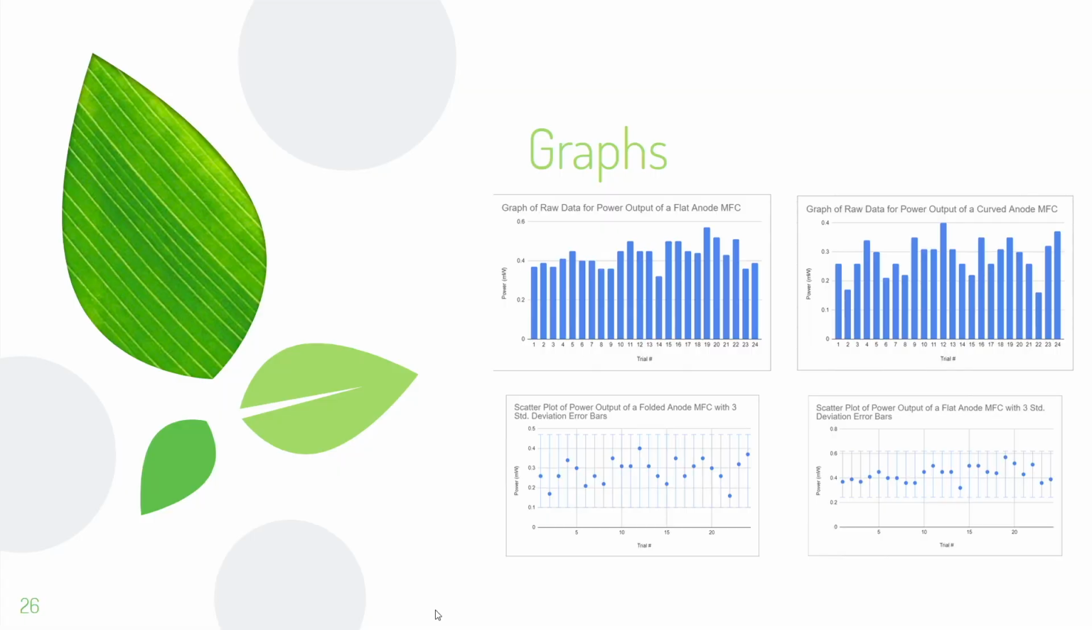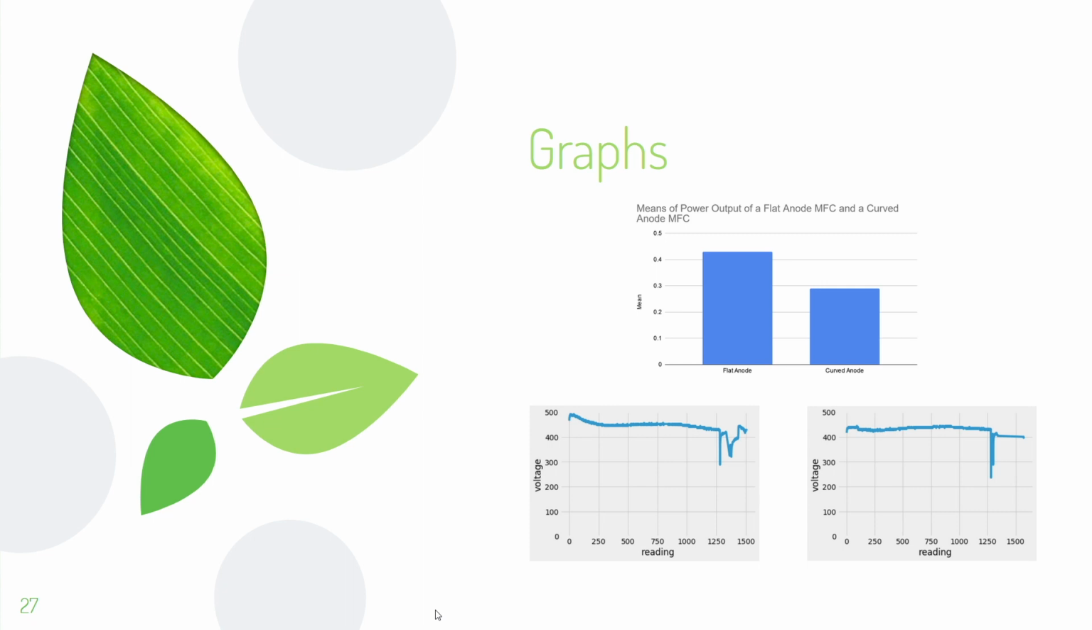On the top, there are two bar graphs of both levels of the independent variable. The dependent variable in both graphs, power output, is graphed against trial number, where each trial was one of the 24 sample data points. On the bottom, there are two scatter plots with 3 standard deviation error bars of the same data. The graph on the top compares the mean power output of the flat anode to the curved anode.